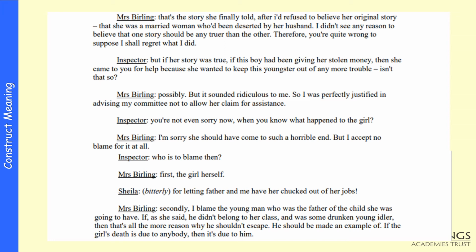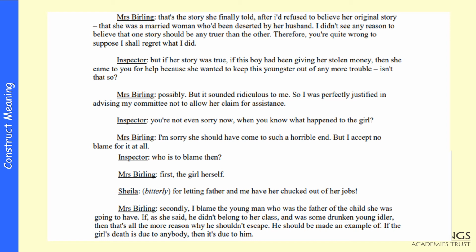But if her story was true, if this boy had been giving her stolen money, then she came to you for help because she wanted to keep this youngster out of any more trouble. Possibly. But it sounded ridiculous. So I was perfectly justified in advising my committee not to allow her claim for assistance. You're not even sorry now, when you know what happened to the girl. I'm sorry she should have come to such a horrible end, but I accept no blame for it. Who is to blame, then?